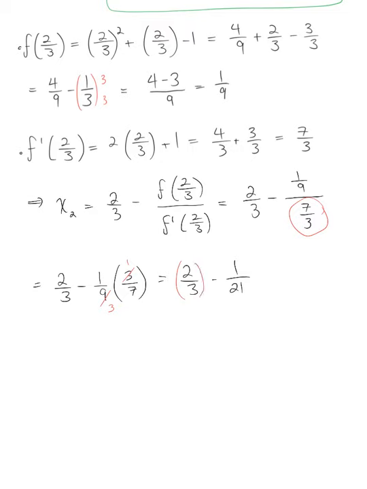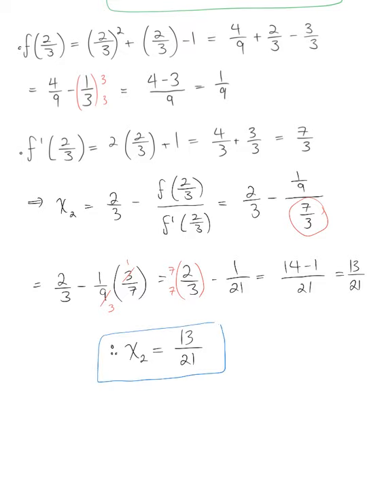So we need a common denominator here. We'll multiply 2/3 by 7 over 7, which leaves us with 14 minus 1 over 21, which simplifies to 13/21. So therefore, the second approximation for the right-hand side solution is the beautiful final answer, 13/21.